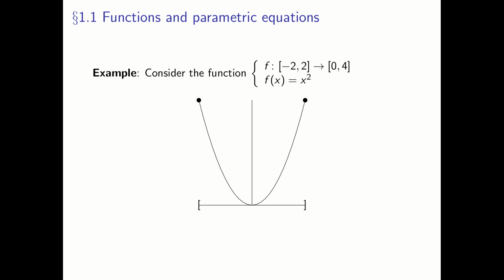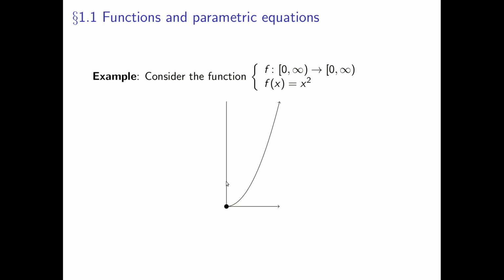But in my opinion, the domain restriction is more important, but in the overall picture, understanding domains and codomains as inputs and outputs is all I'm really trying to focus on here. So one more example. Here I've chosen the set of my inputs to be 0 to infinity, and my outputs are also 0 to infinity.